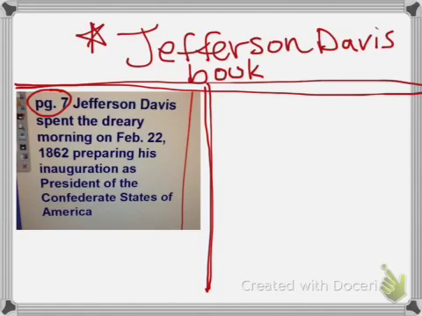Now, the first thing that we did was we talked about what in this passage seems important. Because to be honest, I don't see Billy coming up in here and reading to you all, Jefferson Davis spent the dreary morning on February 22nd preparing his inauguration. I'm sorry, we don't use the word dreary in 4th grade. We don't use inauguration, and they probably don't even know what inauguration means. So the first thing that I have them do is to go through and help me find important facts.